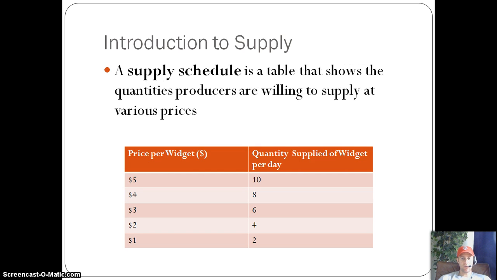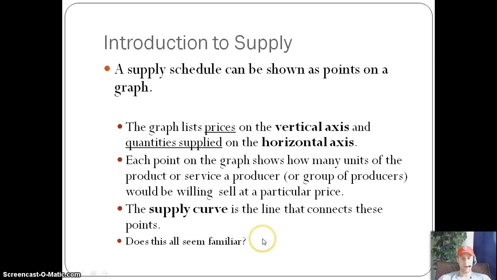A supply schedule is a table that shows the quantities producers are willing to supply at various prices. So similar to the demand schedule, we've got prices in the left-hand column on the table, and we've got quantities supplied of widgets on the right-hand side. This time we see when the price is high, we have a large number being supplied. When the price is low, we have a low number being supplied.